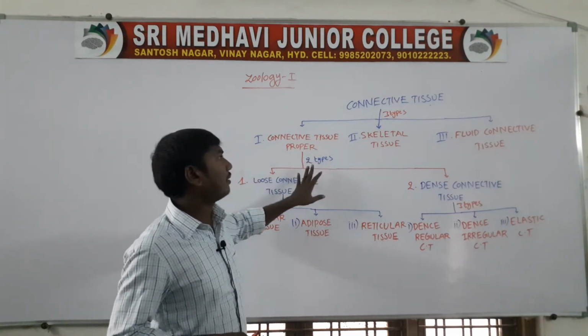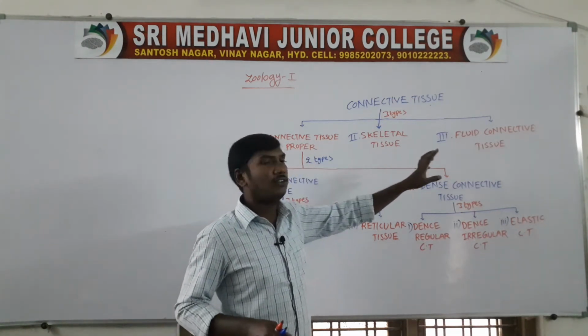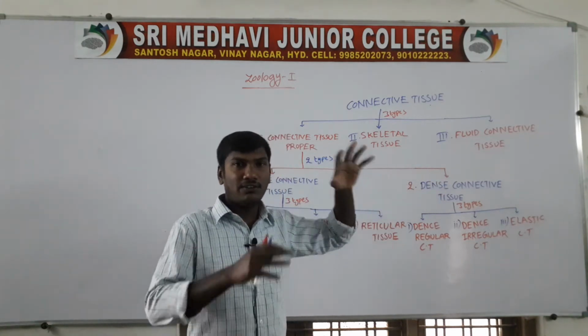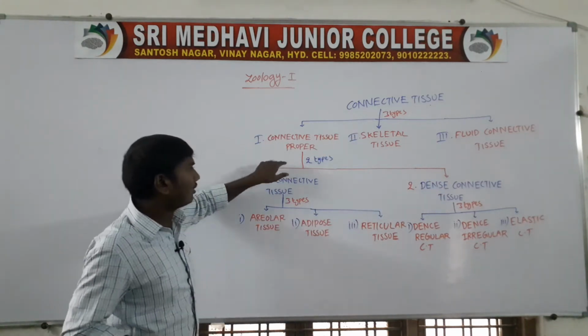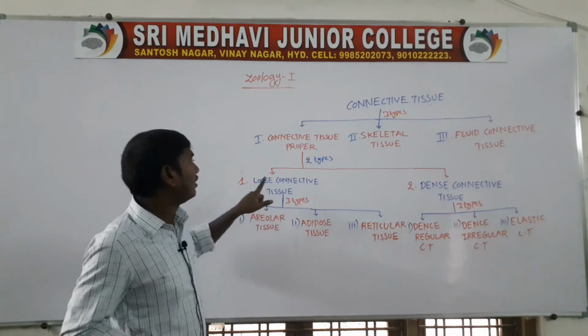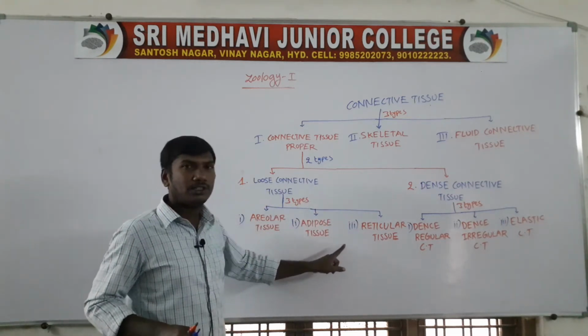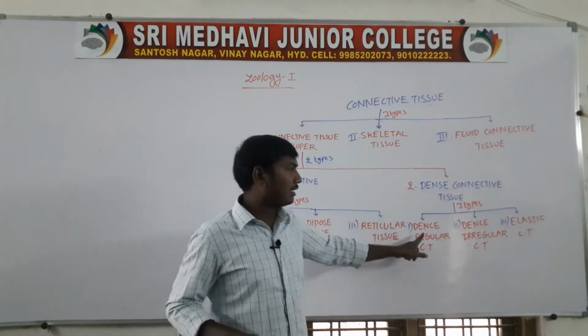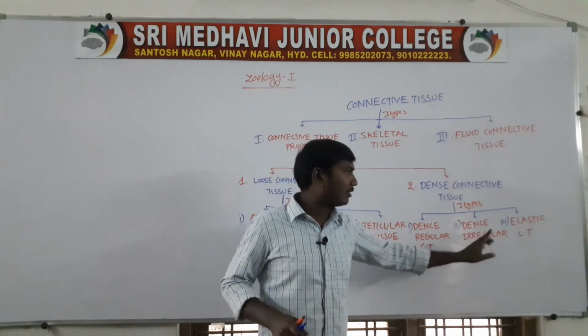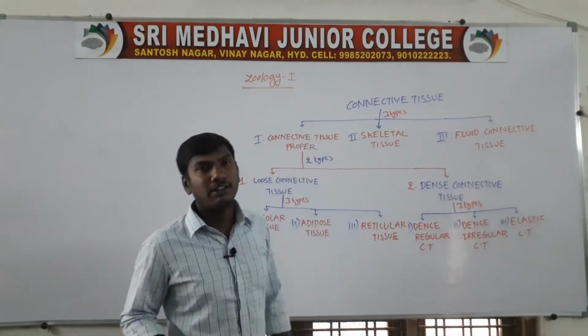Only connective tissue proper; the remaining skeletal tissue and fluid connective tissue will be in the next class flow chart. Connective tissue proper is divided into two types: loose connective tissue and dense connective tissue. Loose: areolar tissue, adipose tissue, reticular tissue. Dense: dense regular connective tissue, dense irregular connective tissue, elastic connective tissue.